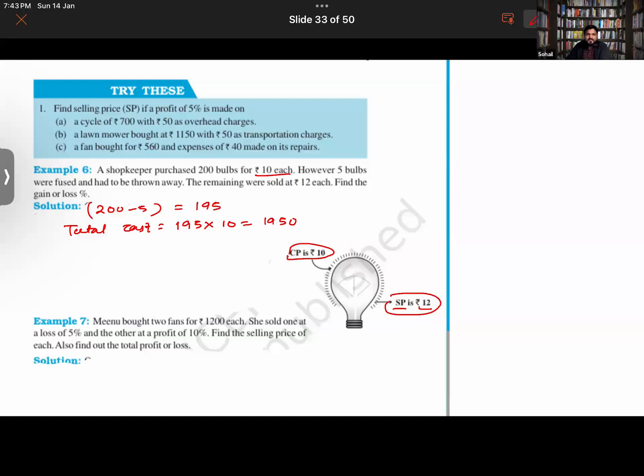See, we are solving question number 6. A shopkeeper has purchased 200 bulbs for rupees 10 each. So what was the total cost initially? Rupees 2000, okay? Initial total cost was rupees 2000. Further, 5 bulbs were fused and had to be thrown away, so now 195 bulbs are good. So the cost of 195 bulbs is 1950 rupees.